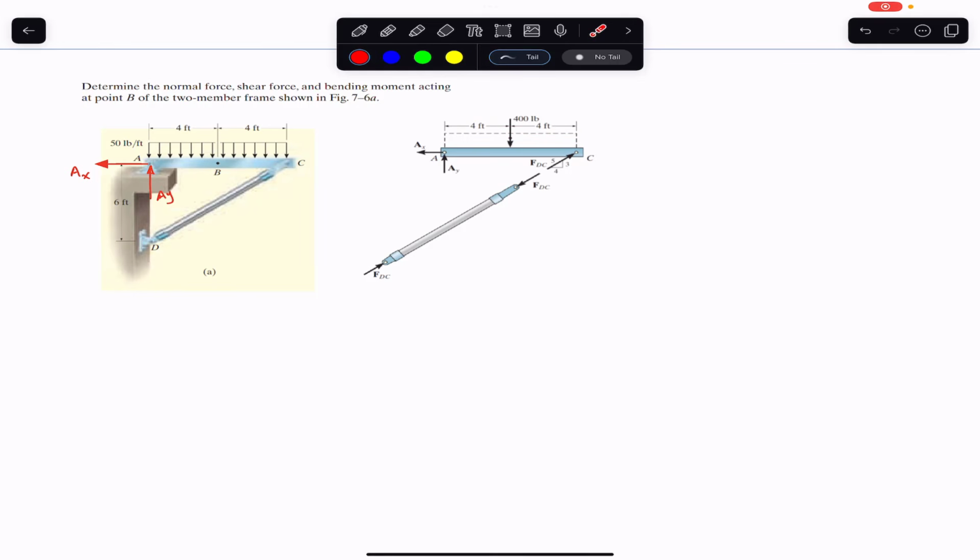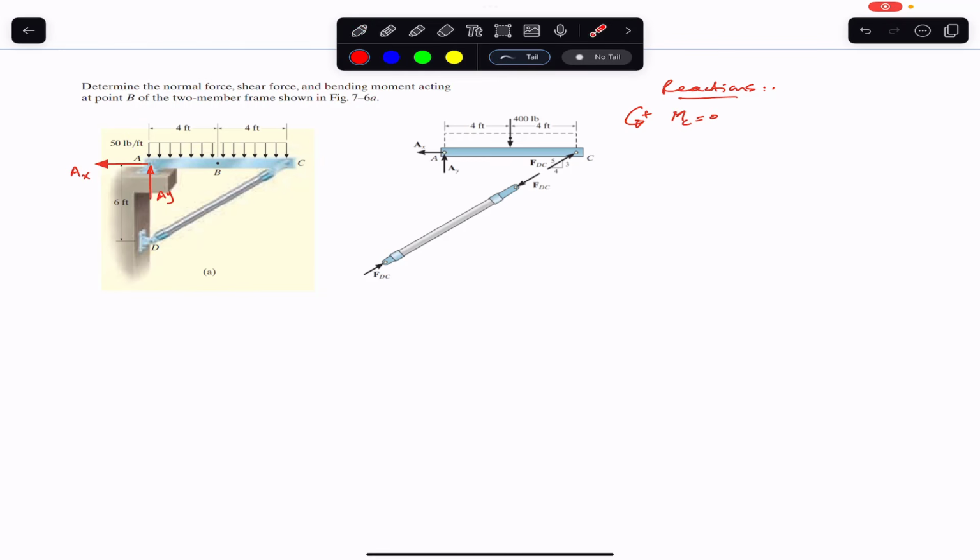Now we have converted this distributed load into its resultant, and we have represented AX, AY and that FDC force. Now we are going to find the reaction forces. First find the reactions. For finding the reactions, we can apply the moment about point C equals 0. Since the whole frame is in equilibrium, the summation of moment about point C must be equal to 0, and the counterclockwise moment is assumed to be positive.